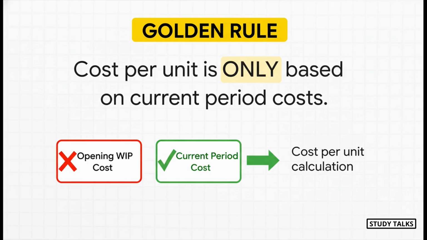You completely ignore the opening WIP cost for this calculation. You get a fresh, current period only cost, and you use that to value all the work you did this month.